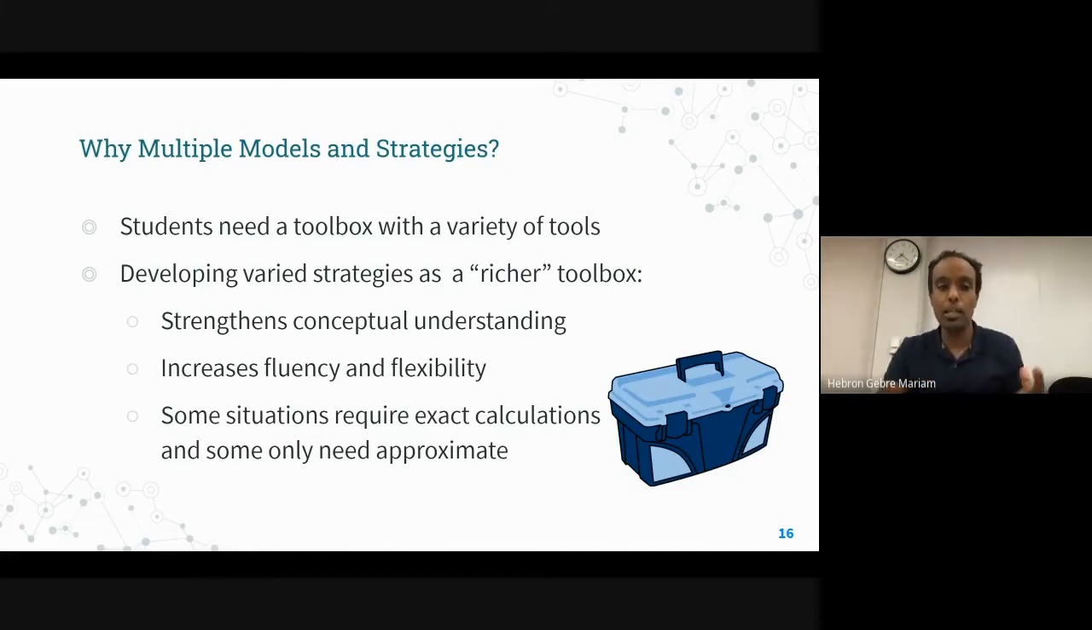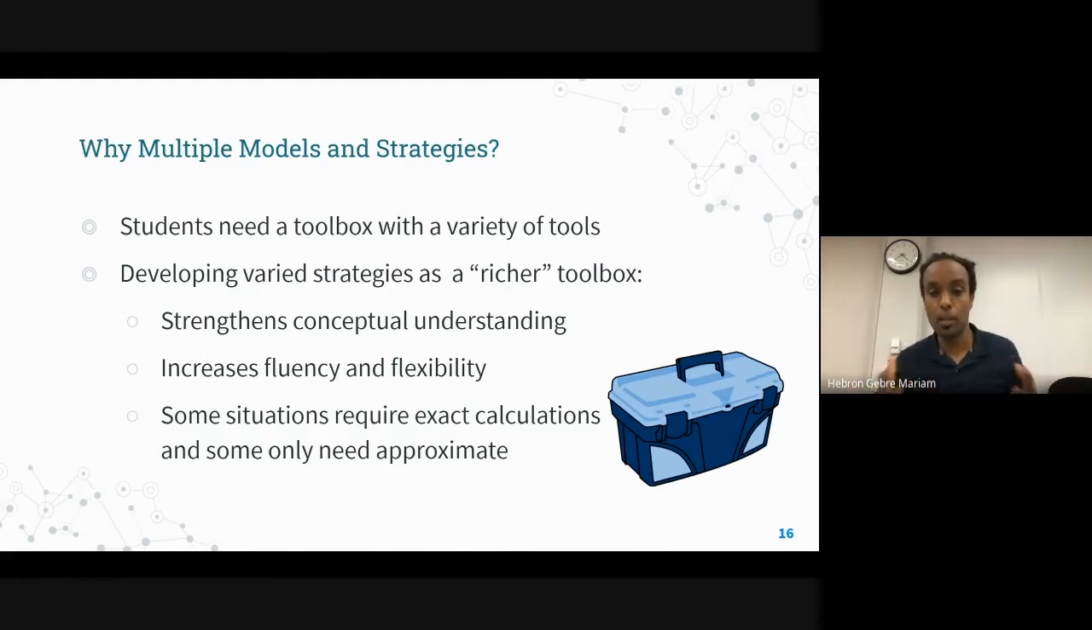When we dig up that analogy, the variety of tools you have in your toolbox determines how much more you are able to do, how many more skills you're able to develop. Having a rich toolbox strengthens many aspects of a student's development when we're thinking about strategies, models, and strategies. They help with conceptualizing a situation. They help with creativity, flexibility, and fluency. They help with many aspects, including estimation as a key tool.